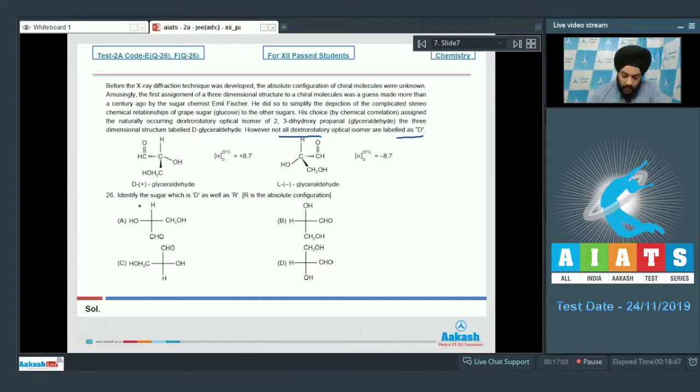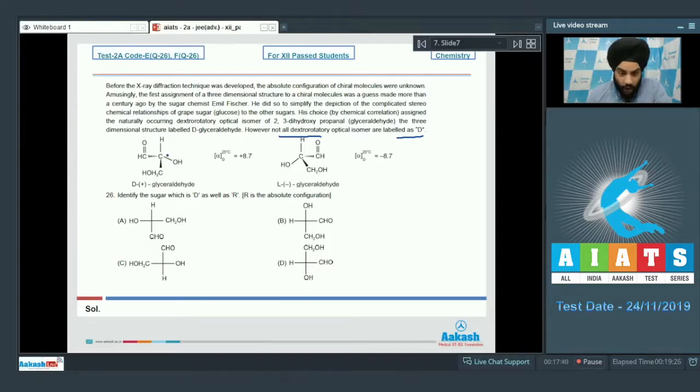Okay, so question number 26, it says, identify the sugar which is D as well as R. So R is the absolute configuration. If you look at the options very carefully, students, we can clearly see that these are all the different Fischer representations of glyceraldehyde. So if we talk about the D or the R glyceraldehyde, we can first convert this into the Fischer form, and then we can figure out which of these representations match with the actual D-glyceraldehyde.